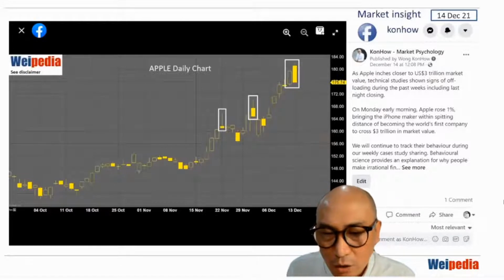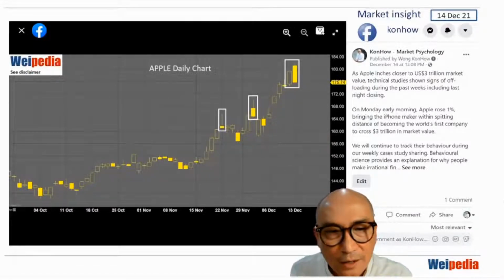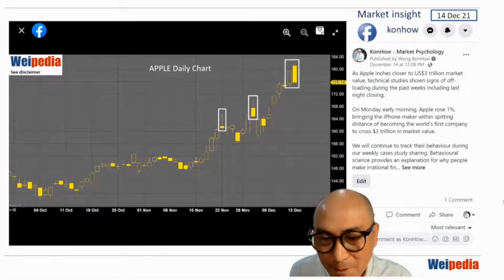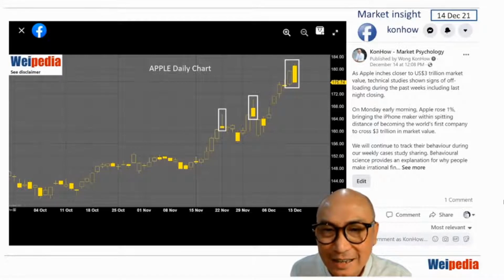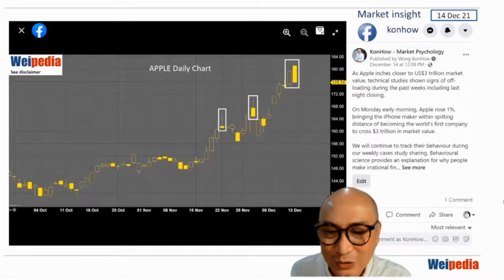Now, was there a clue before the meltdown came? Yes, there was a clue. Then I was focusing on Apple, and today I'm still focusing on Apple. Why Apple? Because Apple is the largest market capitalization stock in the world, and it's also in the US market as well.